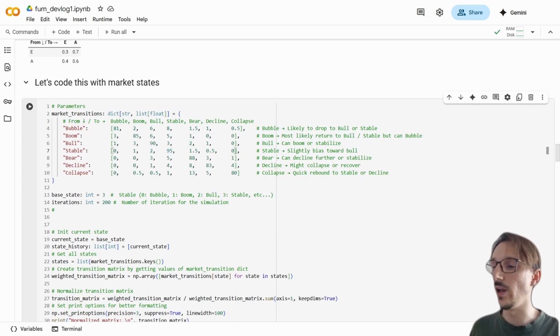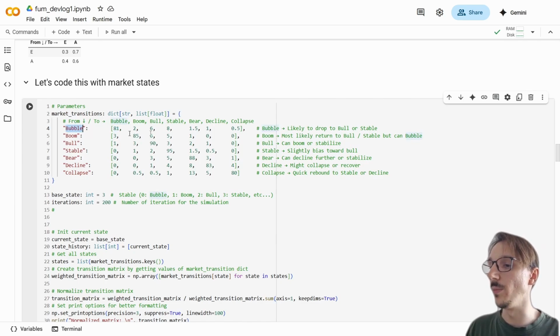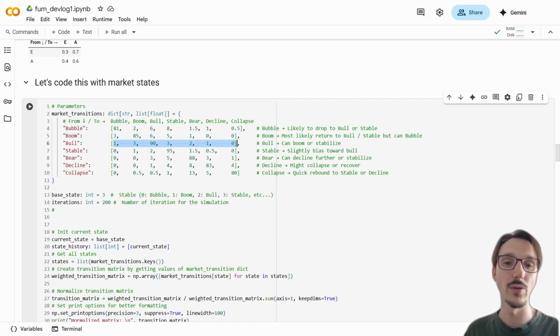So the general idea for this matrix is that the further you go from the stable state, the more unstable the states become, as you can see with these numbers. And also there is a higher percent chance of going to a total opposite state, like the bubble has 0.5% chance of going into a collapse state, while this stable state doesn't go very far from itself. Anyway, that's just an example. You can actually delete or add other states and tweak the numbers the way you want.